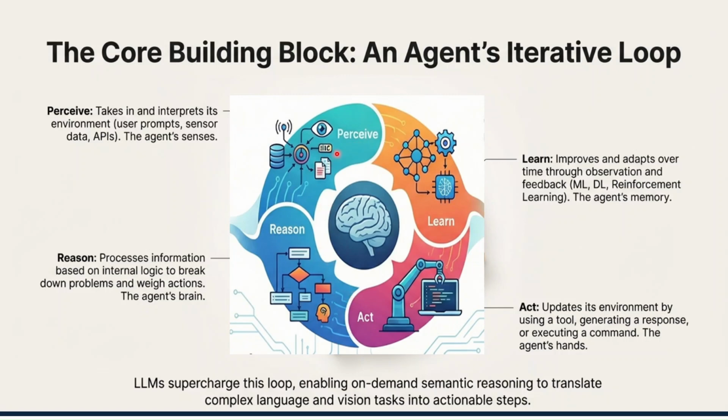Let's see what is the perceive. Perceive is the senses, the agent senses. It takes the input, could be from the prompt, from the sensor data, or from another API. Reason is the main brain of the agent, where the logic resides, and the act, which is the agent's working hand, is going to take the action. And learn is the memory, where the things are stored, remembered, and being continuously improved.